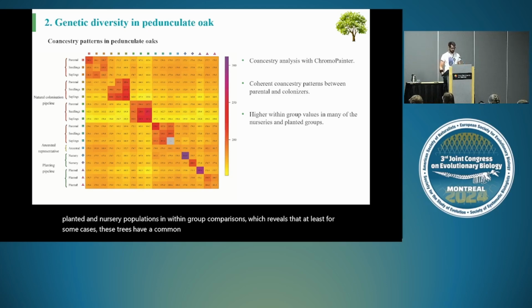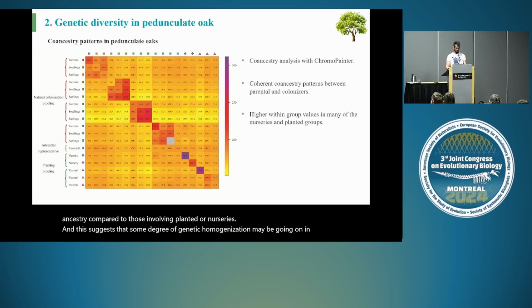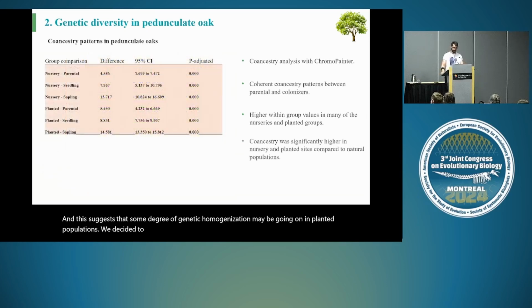And third, we realized that between group comparisons involving natural colonization sites generally had lower values of co-ancestry compared to those involving planted or nurseries. And this suggests that some degree of genetic homogenization may be going on in planted populations. We decided to explore this pattern further.